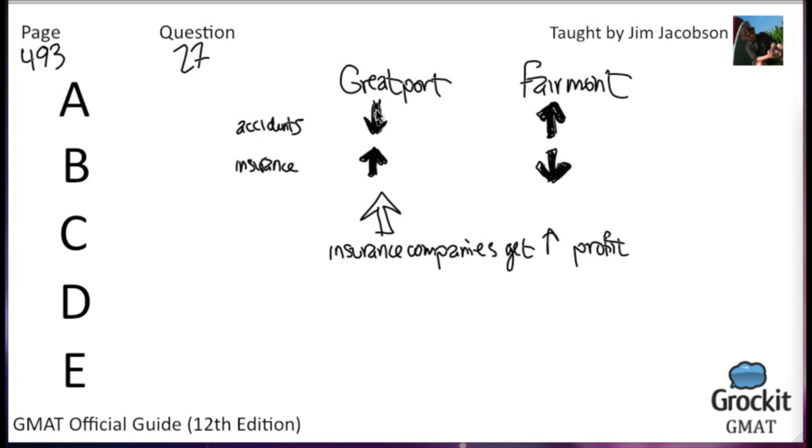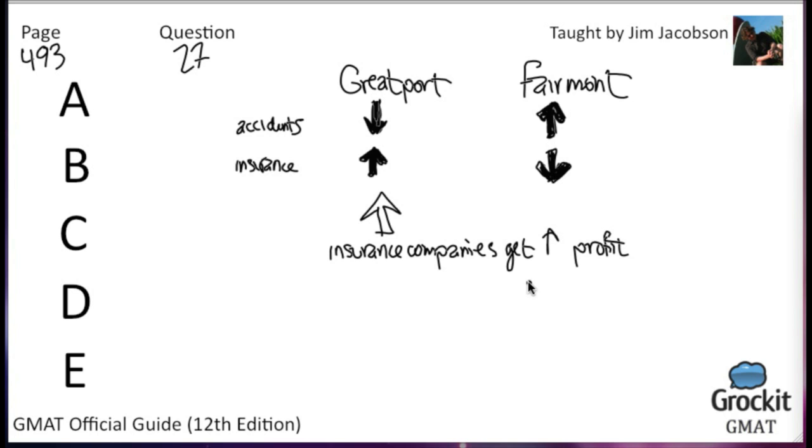If the costs are not greater in Greatport, insurance companies are making a greater profit. If the costs are greater in Greatport, then the insurance companies maybe aren't making a greater profit, which is the argument being made. Okay, so choice A. We would want to compare the level of traffic congestion in Greatport with the level of traffic congestion in Fairmont.